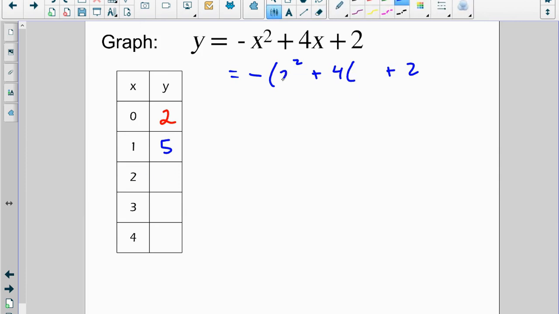Then when x is 2, just have to change a couple numbers. Again, that negative sign stays out front. It's not negative 2 times negative 2. I do the 2 times 2 first and keep the negative with it. 4 times 2. So this one ends up being, let's see, 4 plus 2 is 6.